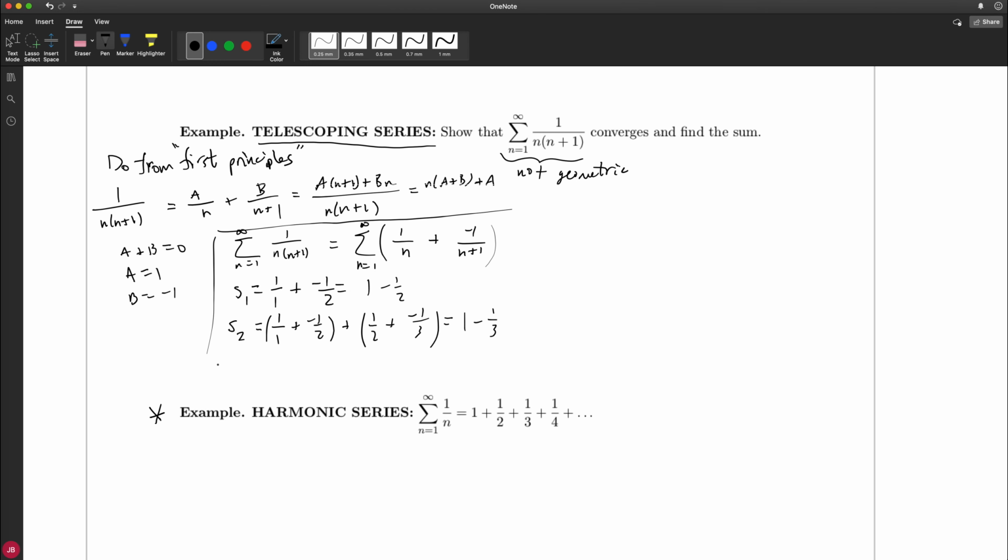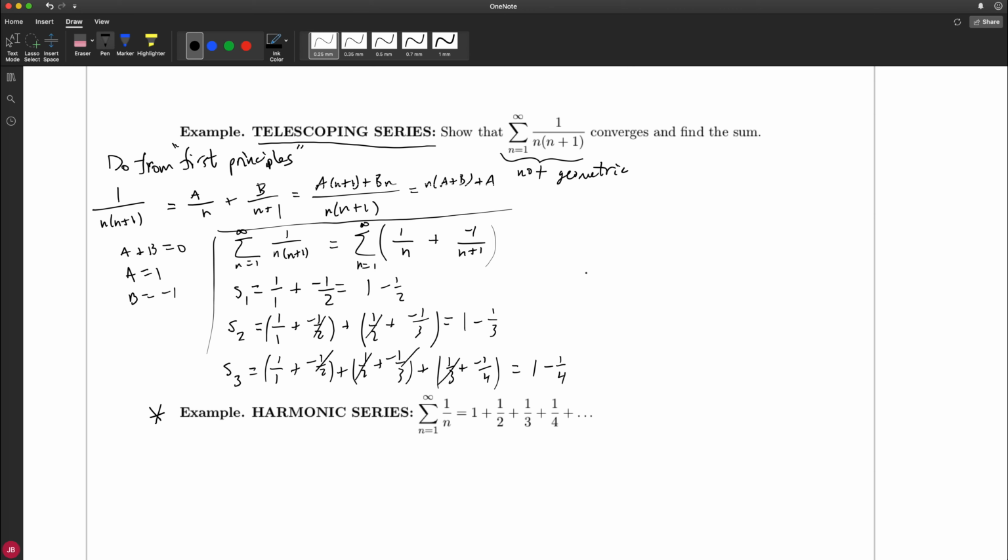All right, let's find S3. So we get 1 over 1 plus -1 over 2 plus 1 over 2 plus -1 over 3. And now I plug in n equals 3 into this. So I get 1 over 3 plus -1 over 4. And you'll notice some more simplifying here. This is 1 minus 1 over 4.